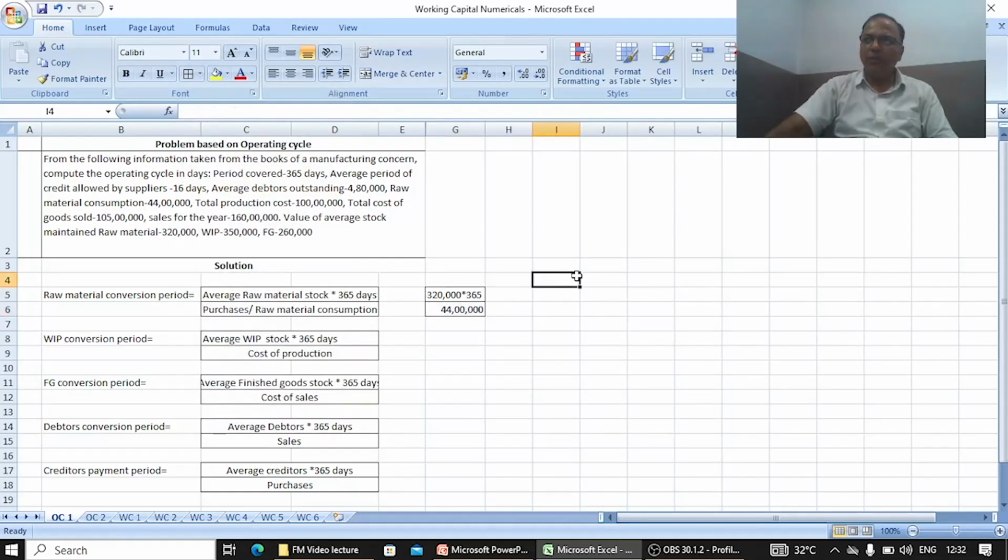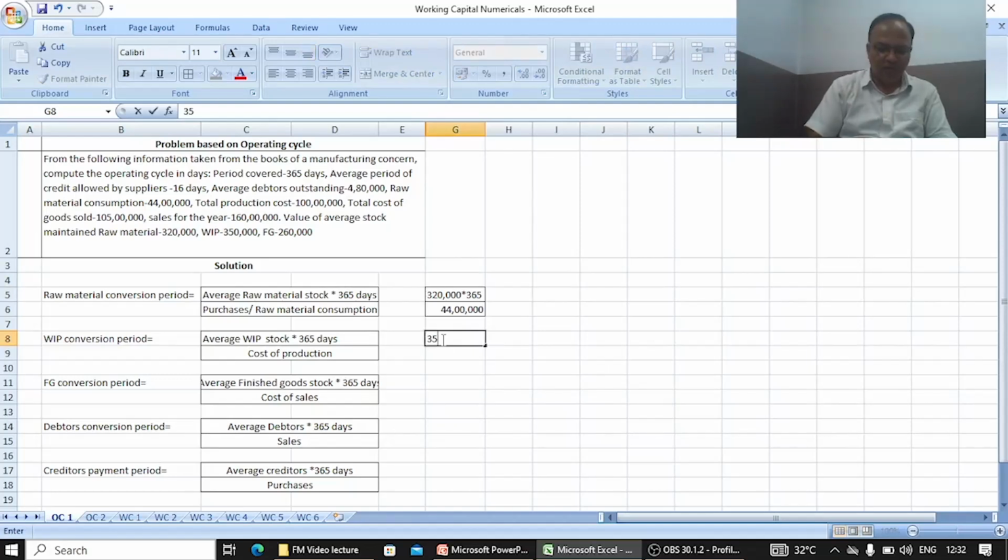Next, WIP conversion period. Here we have average WIP stock. It is given 350,000, into 365 days, divided by cost of production. Here it is given that the cost of production is 100.